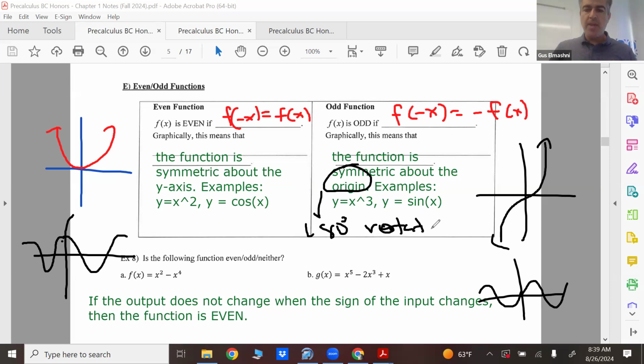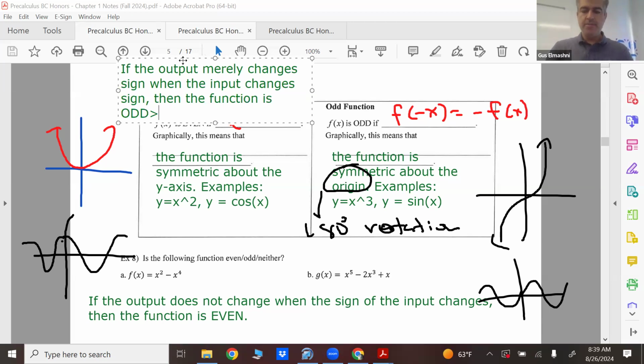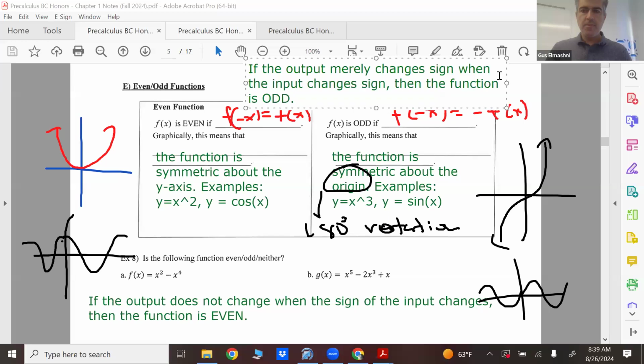If you do a 180-degree rotation and get back to the same place, that's an odd function. So what this means, hold on a sec. If the output merely changes sign when the input changes sign, then the function is odd. Okay, so that's what's happening with that.